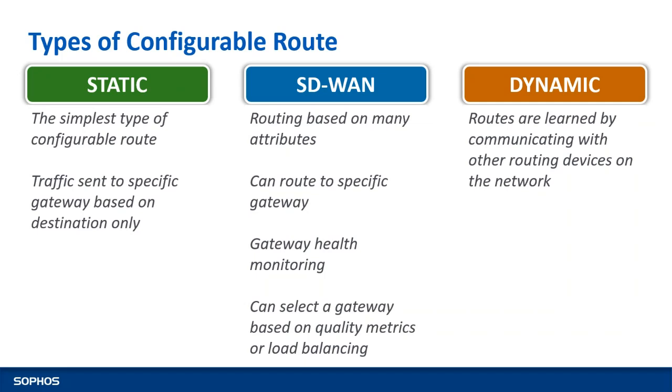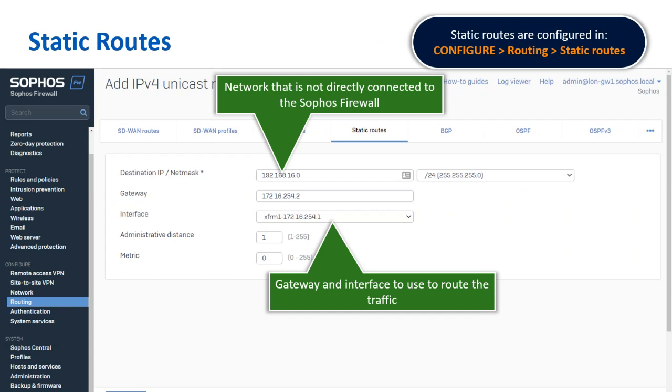And the dynamic routes: these are routes that are learned by communicating with other routing devices on the network. So, this is an example of a static unicast route. These are created in Configure, Routing, and then Static routes. Enter the network and the netmask of the destination traffic that will match this route. In this example, any traffic to this IP address will match. Enter the IP address of the gateway to which you want to send the traffic and select the port on which you want to send the traffic, the destination gateway interface. That's it.